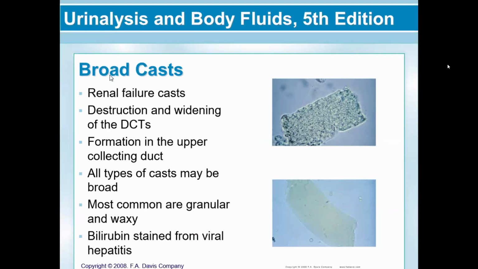So, guys, our broadcast, we call it your renal failure cast. So what happened? Why is it broad, big, wide? We said our casts form in the DCT, or in the CT. Guys, in our broadcast, the tubule was damaged and they widened. And this is commonly seen in our renal failure patients. So look at this, it's very wide compared to our normal casts.